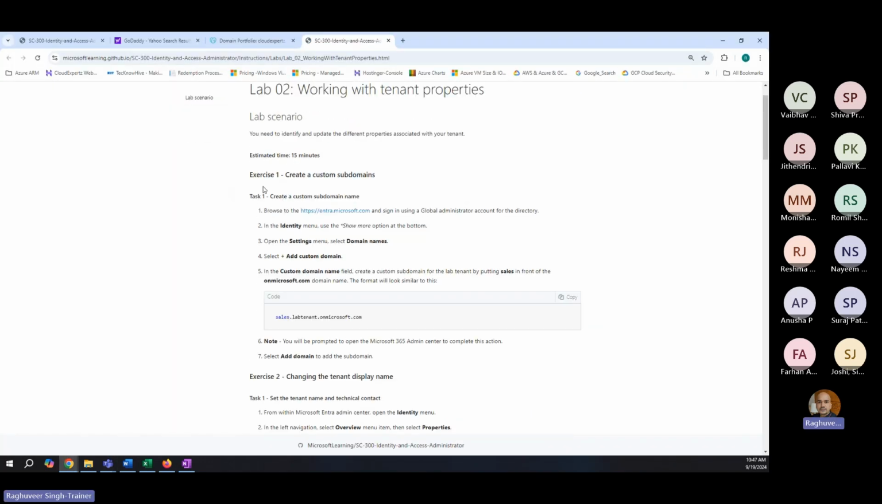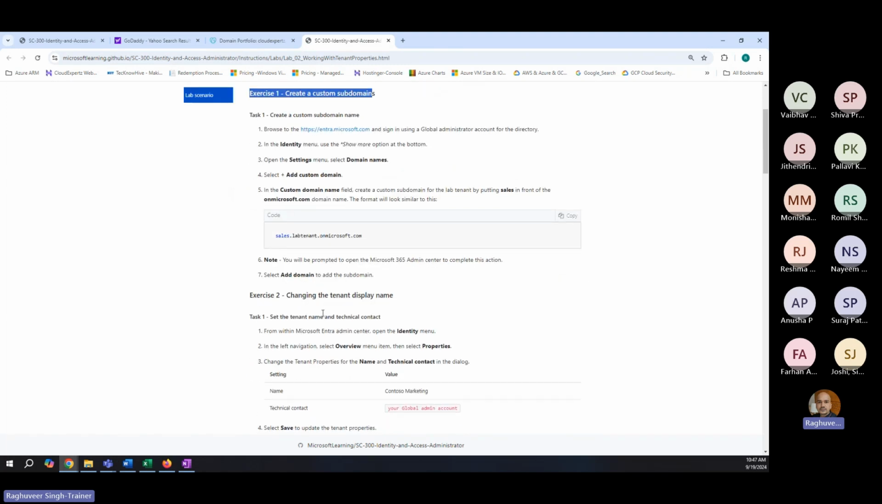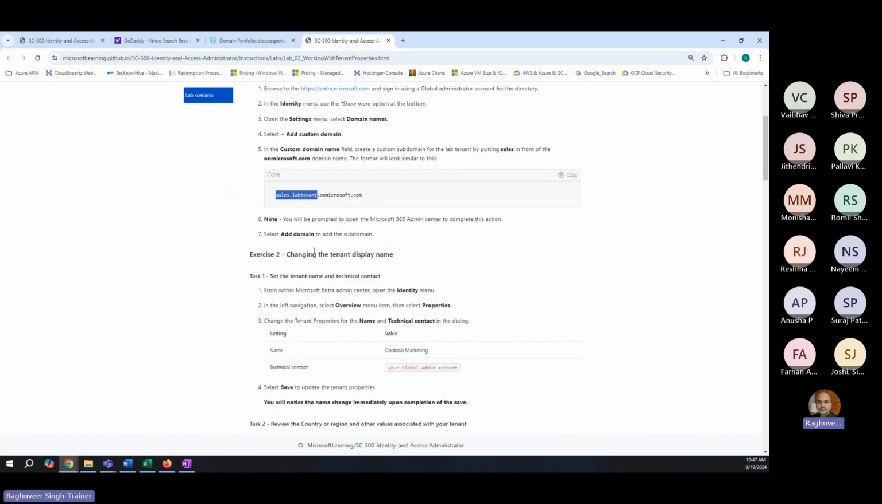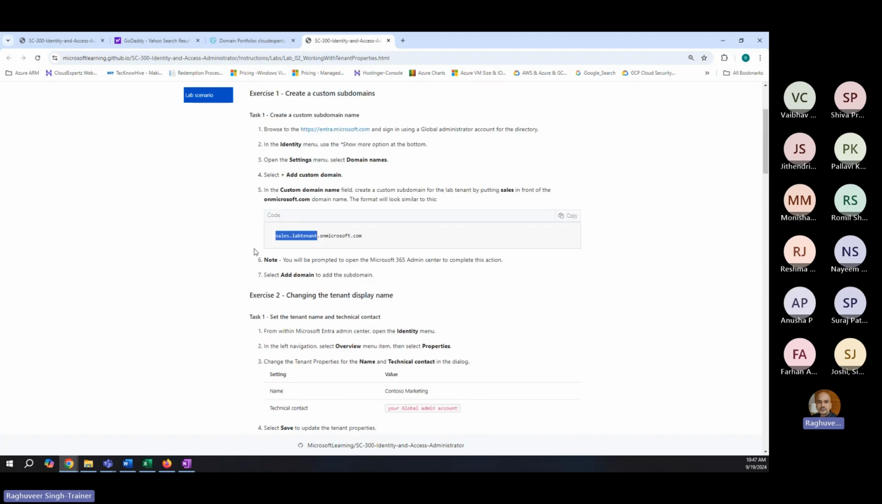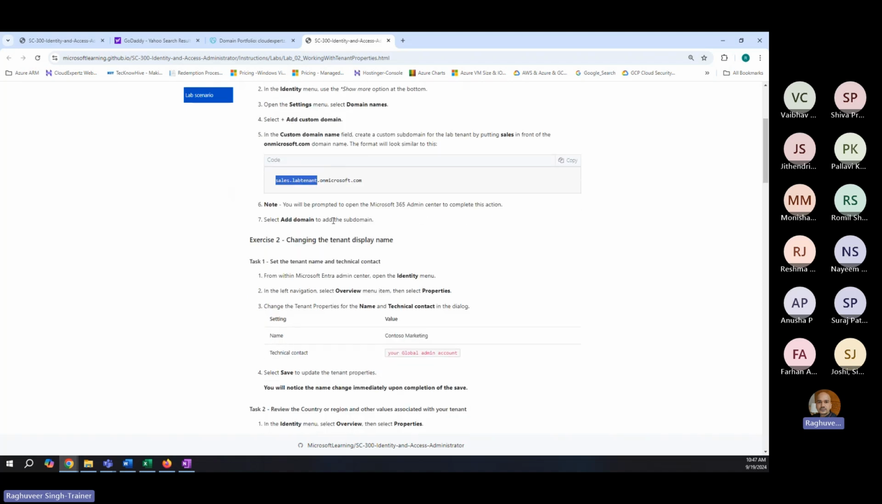In lab number 2, the first exercise is to create a custom domain. I've explained that part. In the lab, they are adding this domain, which is sales.labtenant.onmicrosoft.com. They're just adding the domain. They are not making any DNS changes because it's already added. It is already verified in the lab environment. But I've also shown you how to make DNS entries and come back and verify it.